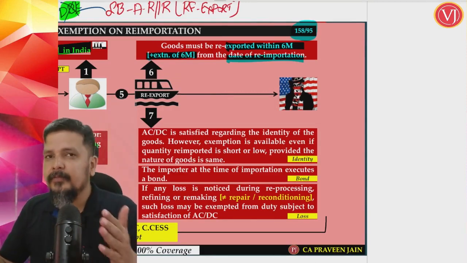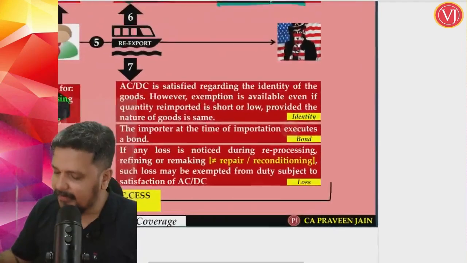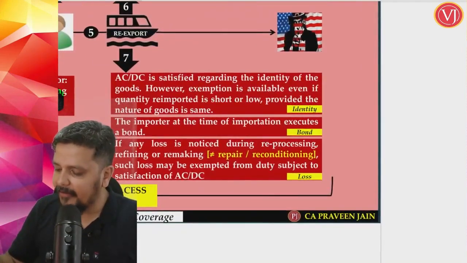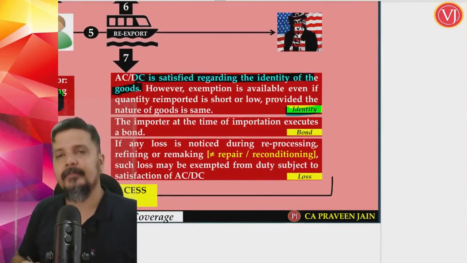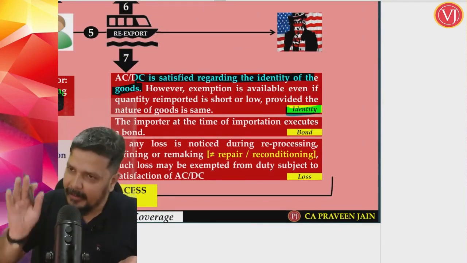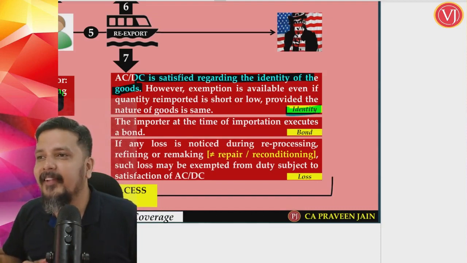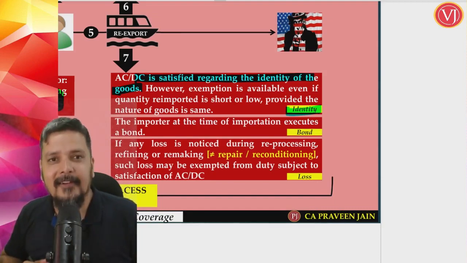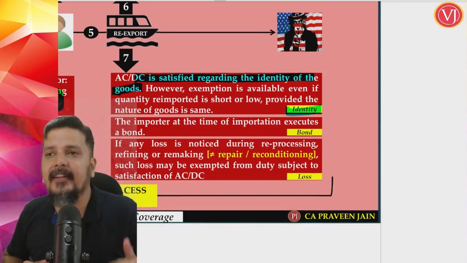And when you re-export, there are certain conditions to be satisfied. You satisfy your Assistant Commissioner, Deputy Commissioner that the goods are the same. That what was imported is only going out. You prove it. Otherwise, in this process, you might try to sell some other item. You prove to the AC/DC that the goods are the same.